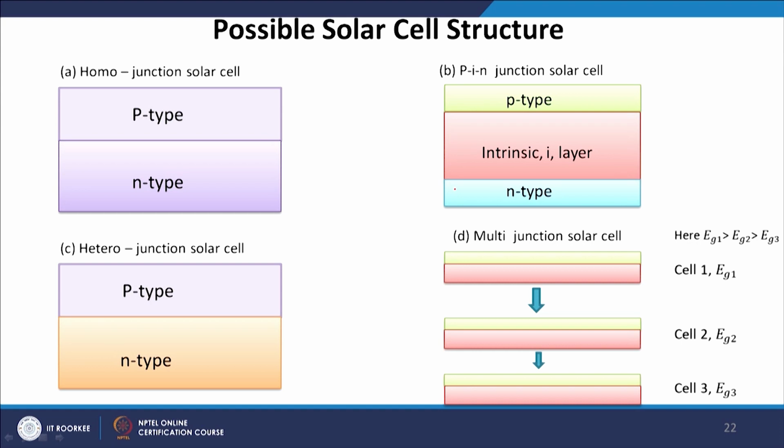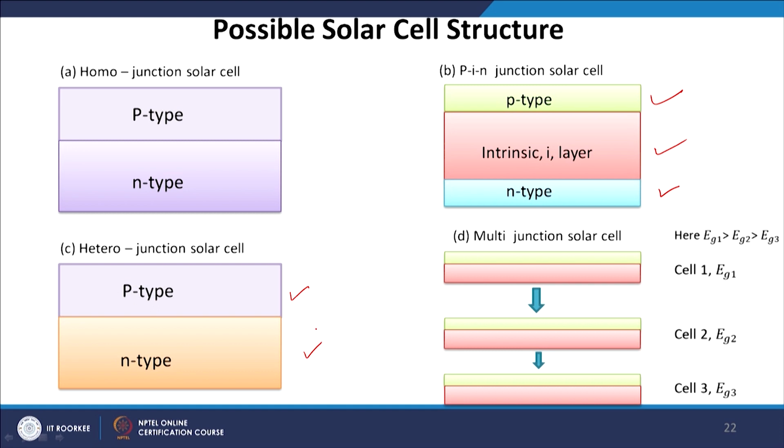Now look at the homojunction solar cell. In a homojunction solar cell, you have a P type layer and an N type layer, a standard solar cell. In a PIN junction solar cell, you have a P type layer, an N type layer, and in between you have an intrinsic or I layer. As I said, you can also have an N type layer, intrinsic layer and P type layer. Then the heterojunction solar cell can have a P type layer and N type layer, but it can alternate.